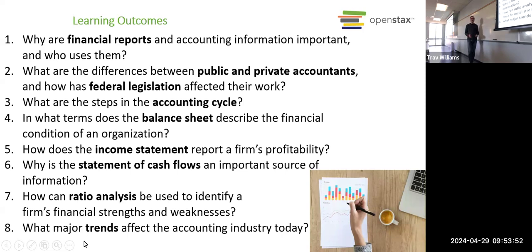which is business 1B. In financial accounting, it's all about making financial statements for mostly people that are outside the organization so they can know what's going on with the company's finances. So that's a huge part of financial accounting. We'll learn what is the difference between a public accountant and a private accountant. We'll look at federal legislation related to accounting. We'll learn about the accounting cycle.